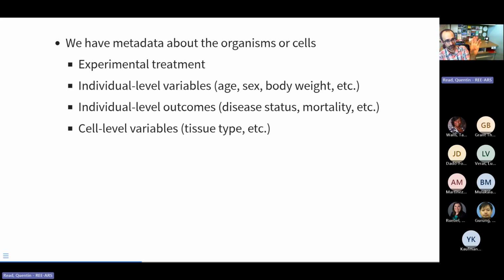And there you could also look at the cell level, right? If you're doing single cell omics, you might have cells from different tissues and compare the gene expression between them, for example. Those are different covariates you might have.